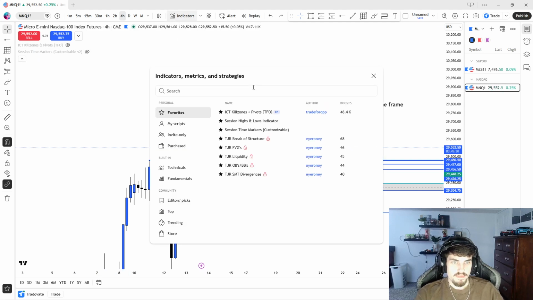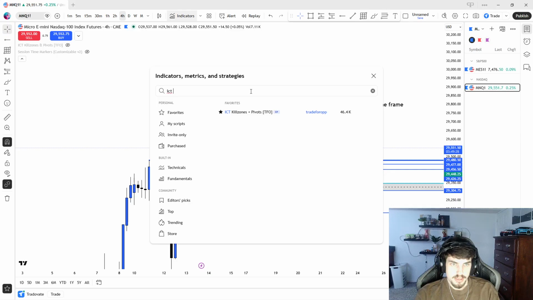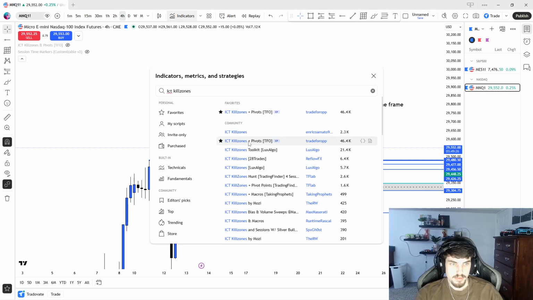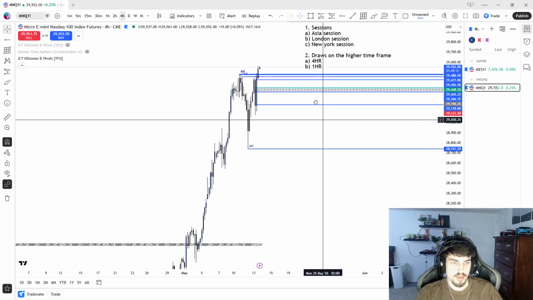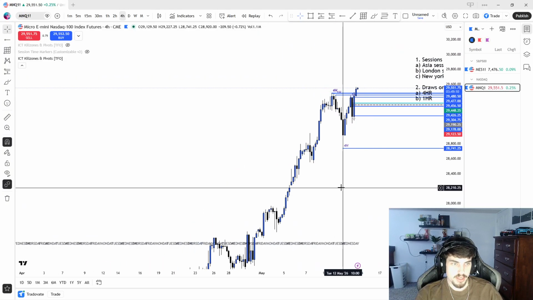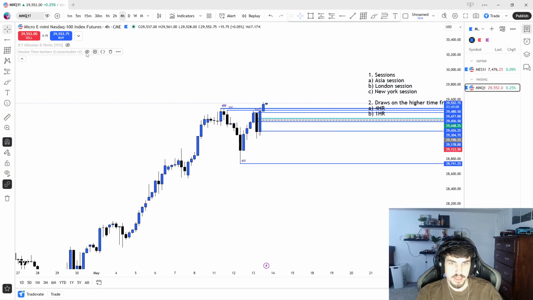But if you search up ICT kill zones, it should be this one. It's ICT kill zones plus pivots from this guy, Trade for OPP. You just favorite this, or you click it and it adds it to your chart. It's going to show up with a bunch of stuff at the start. It's not going to be set up the way that I have it set up.